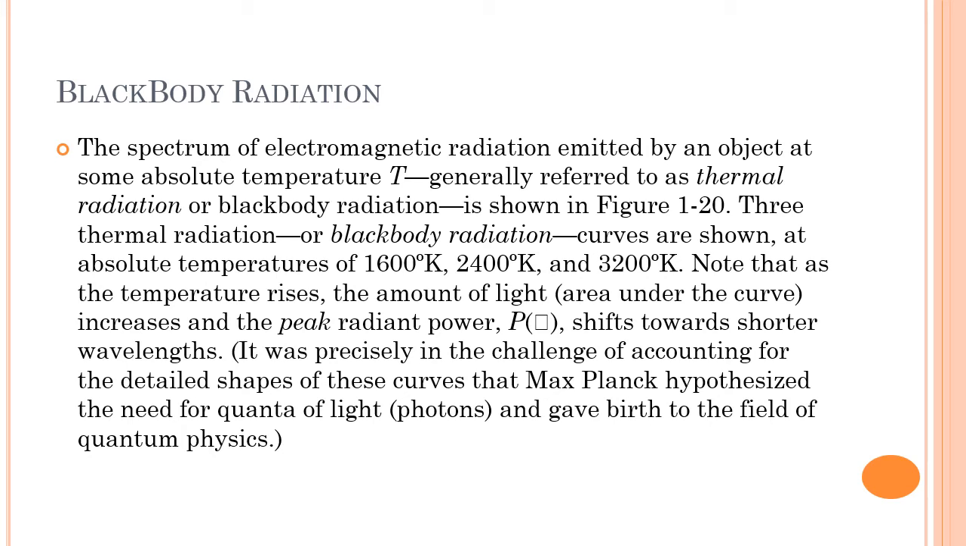Three thermal radiation or black body radiation curves are shown at absolute temperatures of 1600 degrees Kelvin, 2400 degrees Kelvin, and 3200 degrees Kelvin. Note that as the temperature rises, the area under the curve increases and the peak radiant power, P, shifts towards shorter wavelength.